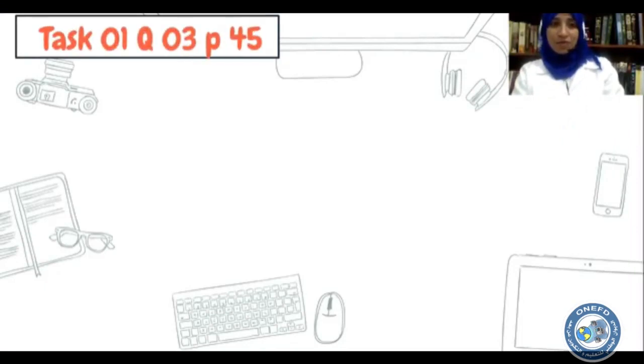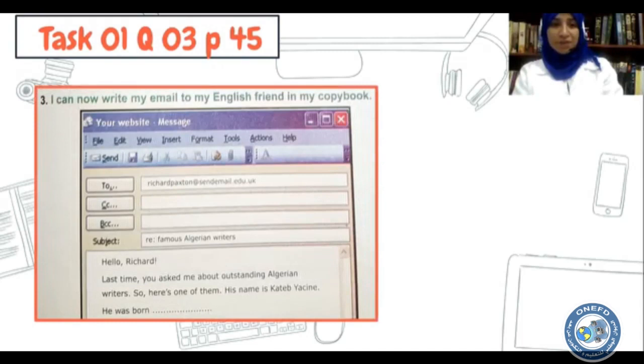Now let's move to task 1, question 3, page 45. So here we have question number 3. I read, I can write my email to my English friend in my copybook. First, we need to identify or to write the parts of the email.